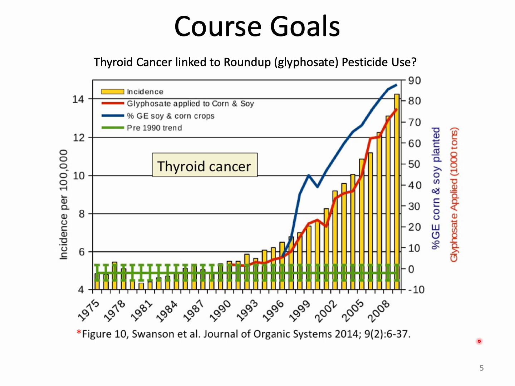Let's first look at what's going on in this graph. On the x-axis, we're looking at the time from 1975 to 2008. On the left-hand y-axis, we're comparing the incidence of thyroid cancer per every 100,000 people sampled, represented by the yellow bars. And on the right-hand y-axis, we're looking at the amount of glyphosate pesticide applied within the study region and year along the x-axis in thousands of metric tons, which is represented by this red line here.